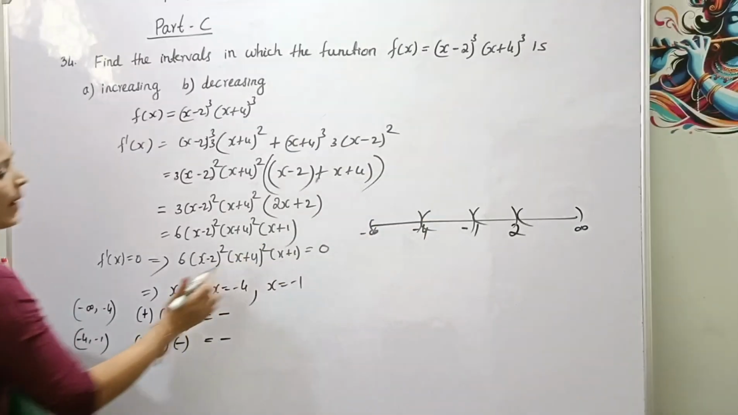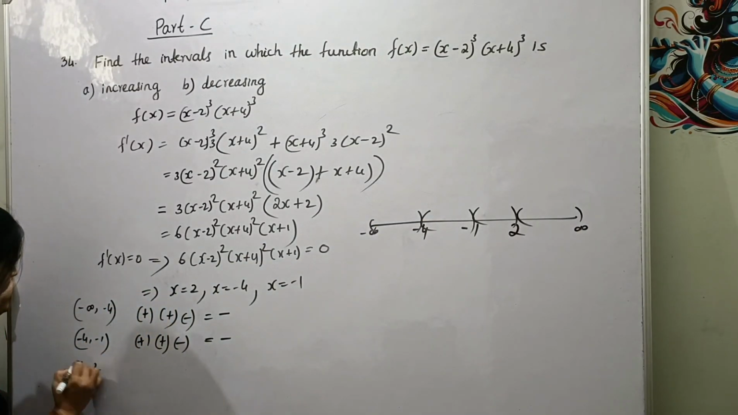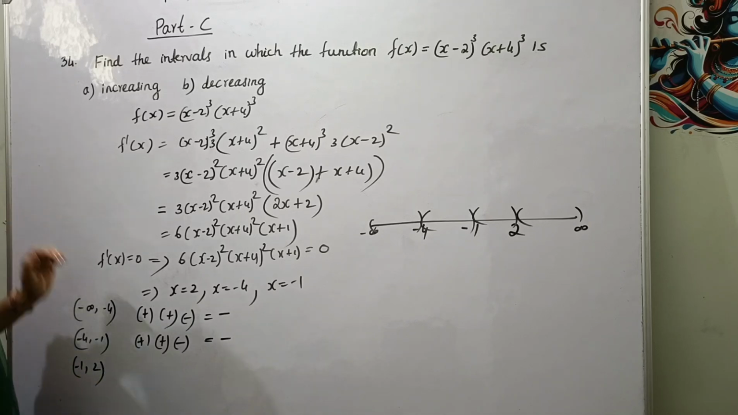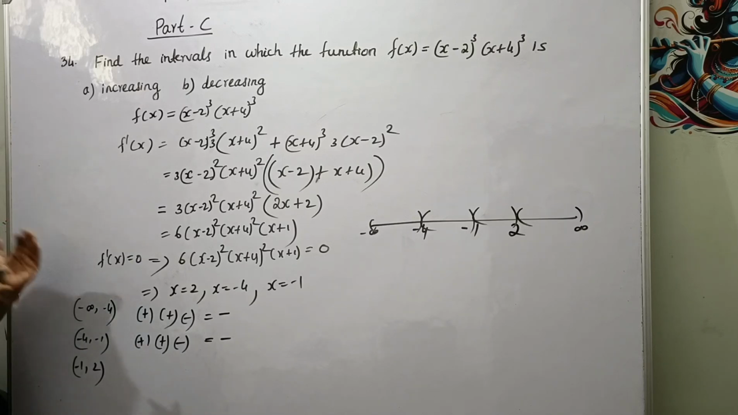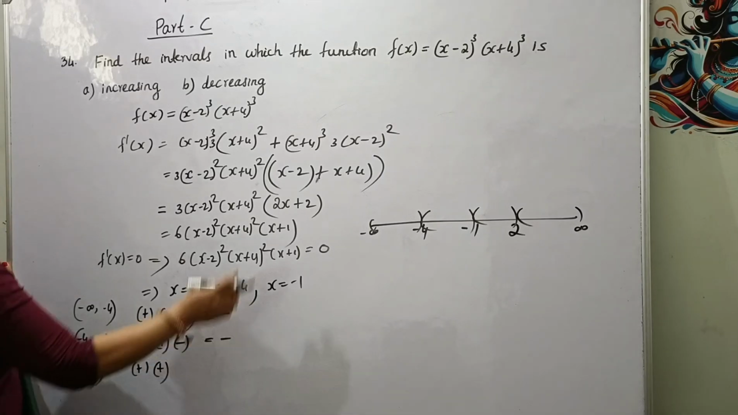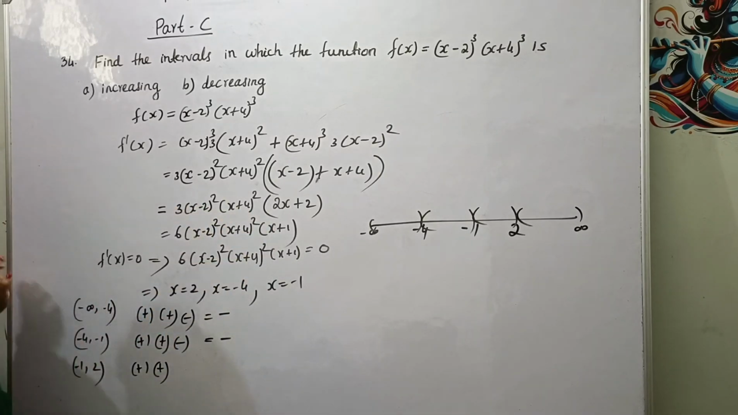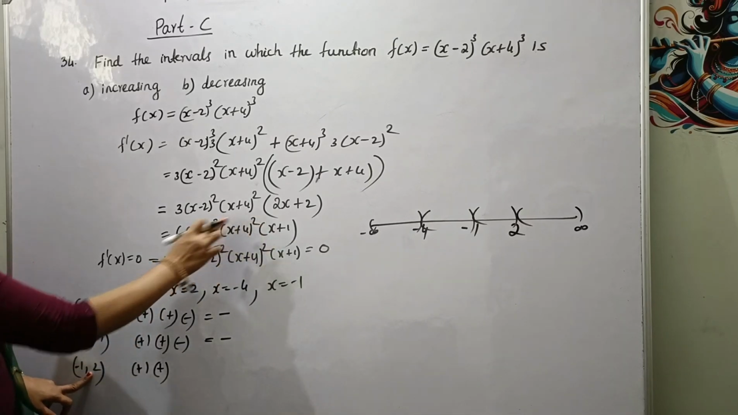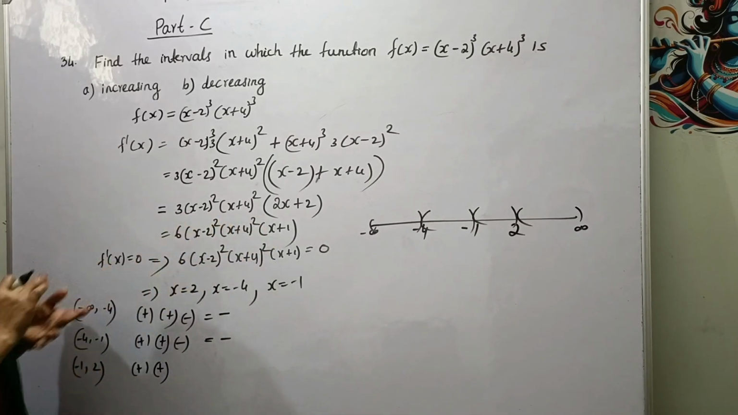Next interval is minus 1 to 2. So here the values are between minus 1 and 2. Say the first term is always positive, the second term is always positive. And what about the third term? You just substitute x is equal to 2. What you will get? x is equal to 2, that is 3, positive.